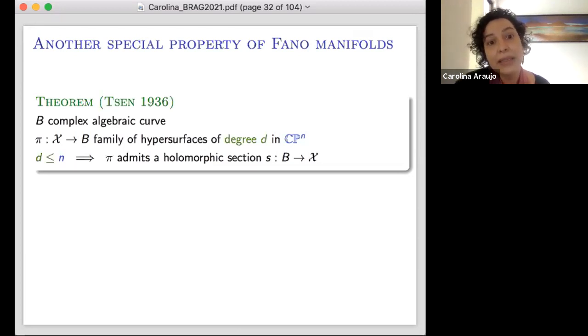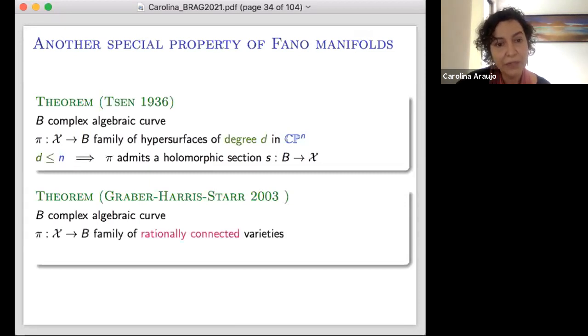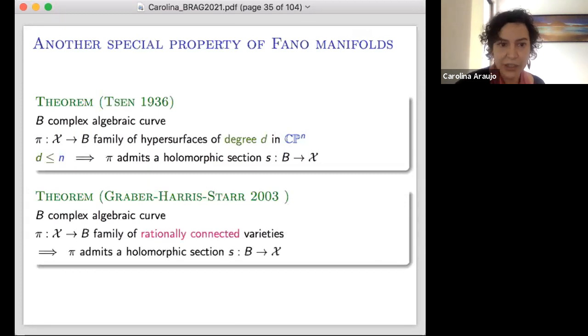And again, this has been greatly generalized, and the ultimate generalization of this result is a theorem by Graber, Harris, and Starr. It's a celebrated theorem from 2003, and it says that if you have a family of rationally connected varieties parameterized by a curve B, again, you always have a section. So pi admits a holomorphic section, or in other words, a rationally connected variety defined over the function field of a curve always has a rational point. So this is an arithmetic result.